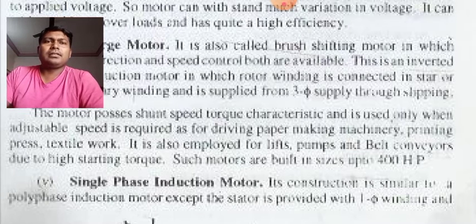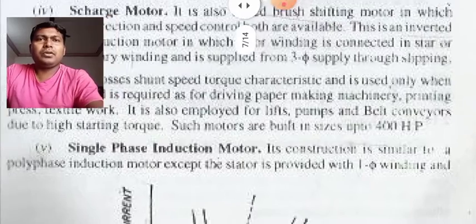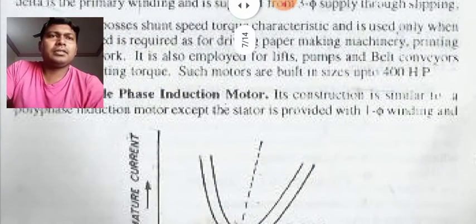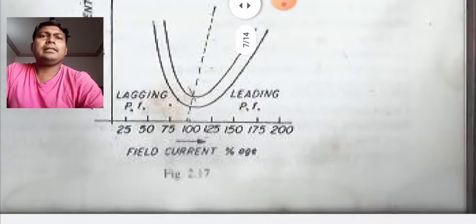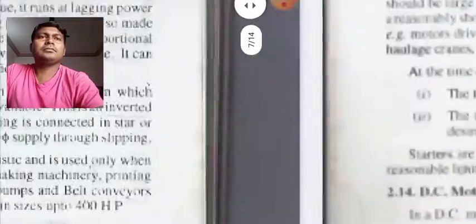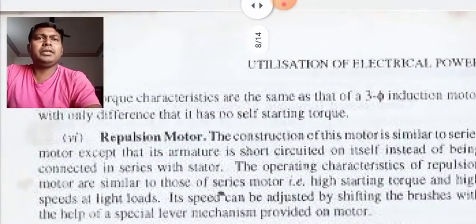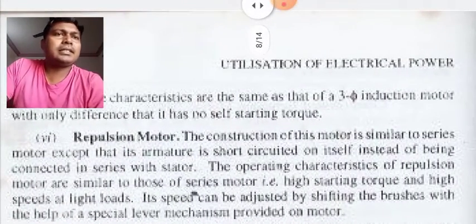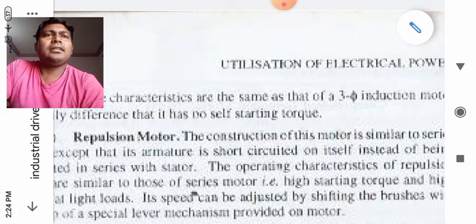Now the single phase induction motor. It consists of a construction similar to a polyphase induction motor, except the stator is provided with single phase winding. The speed-torque characteristics are the same as those of the 3-phase induction motor. The only difference is that there is no self starting torque.